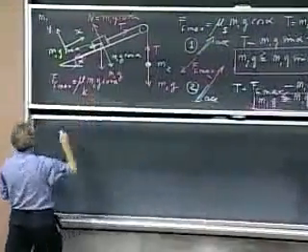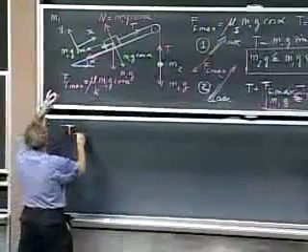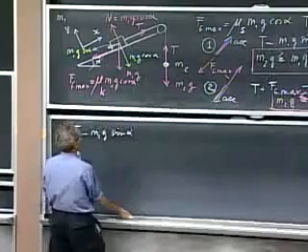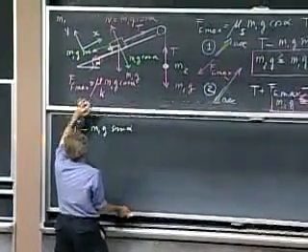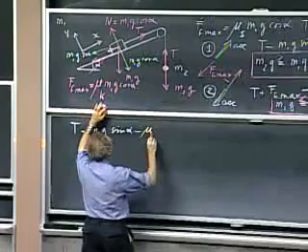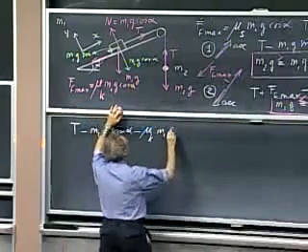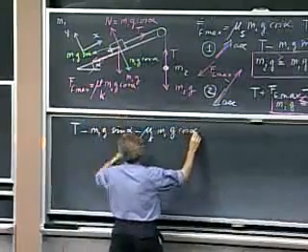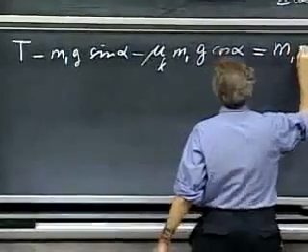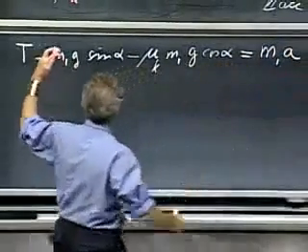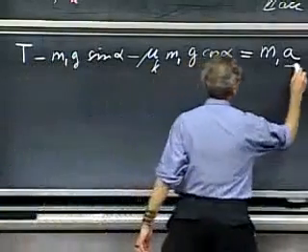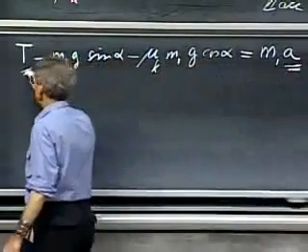So let's write down now Newton's second law in the x direction. So we have T in the positive direction minus M1G sine alpha minus this maximum force, minus mu k M1 G cosine alpha, and that now, according to Newton's law, must be M1 times A, if A is the acceleration uphill. One equation with two unknowns. You don't know A and you don't know T.